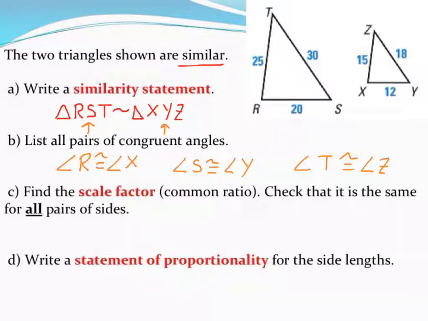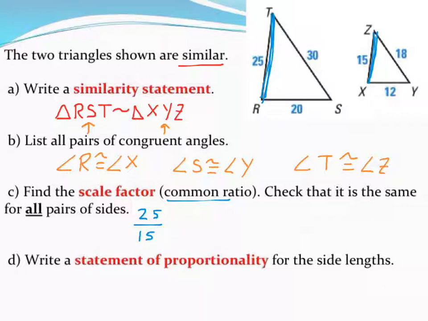Next up, they asked me to find the scale factor, or the common ratio between the sides. To do that, let's find two sides that correspond and set up a ratio. So I need both sides to have numbers on them. In this case, it doesn't matter since all the sides have numbers on them. But let's match up those two sides. They are corresponding. And so side length of 25 needs to match up to the side length of 15.